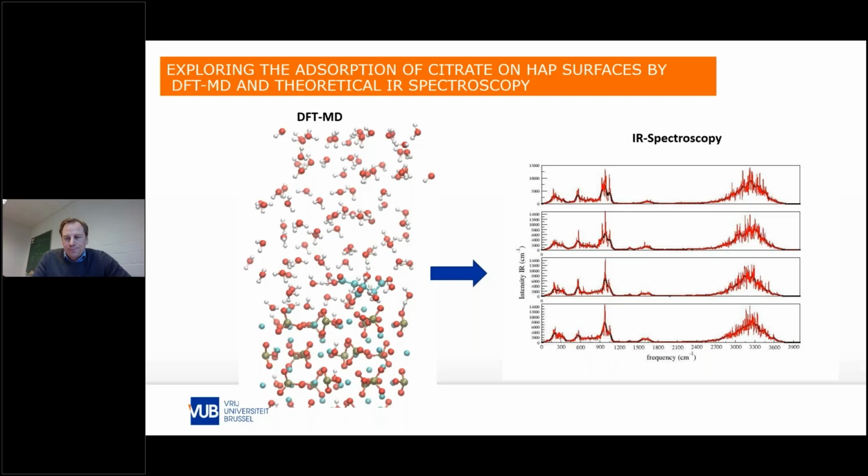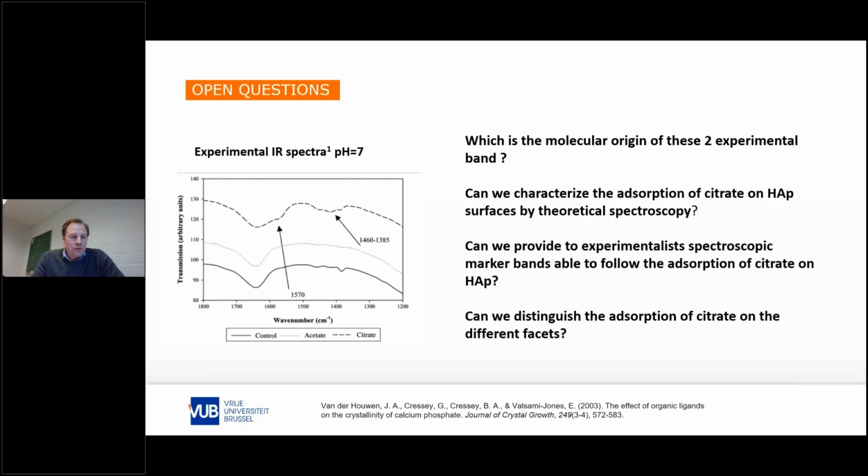So we know the following. We have some experimental data, and then we see some typical bands. This is just for the example. For the citrate, we see 1570 and 1460 to 1385 bands. The question that we can ask are the following: what is the molecular origin of these two bands that we see that are typical in these systems?